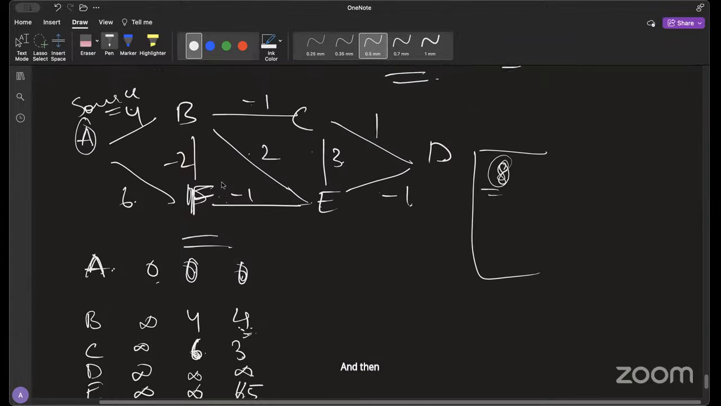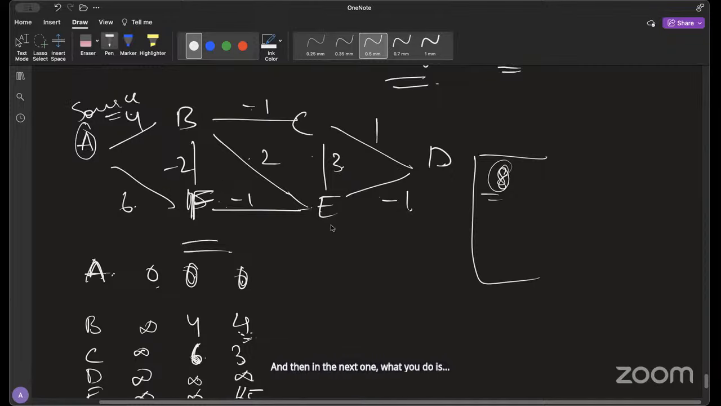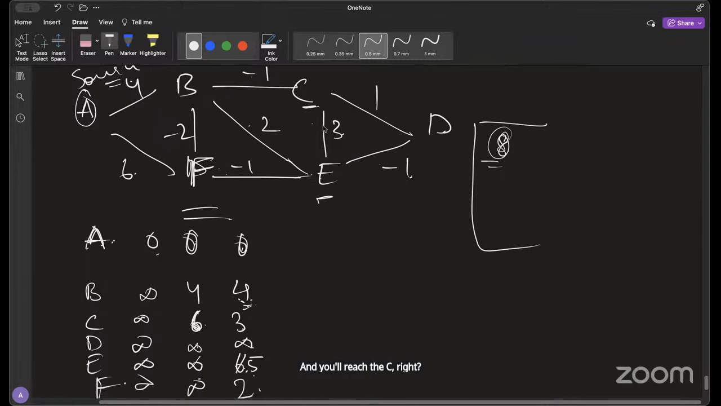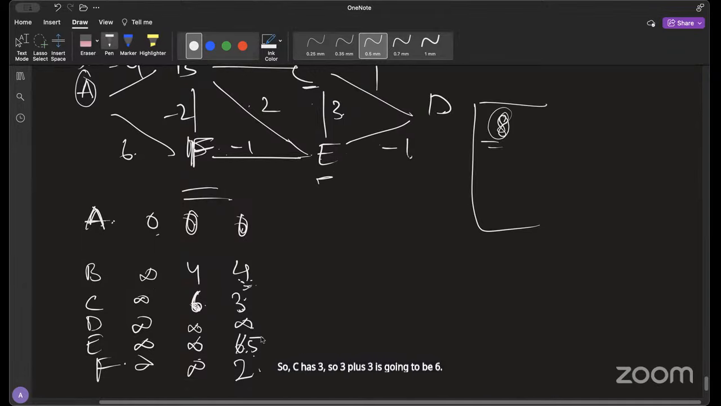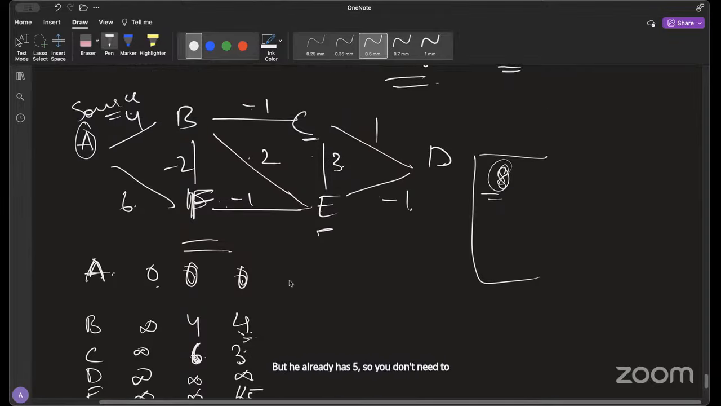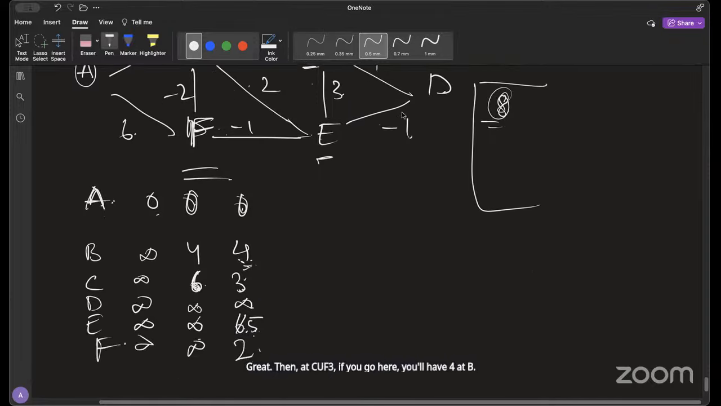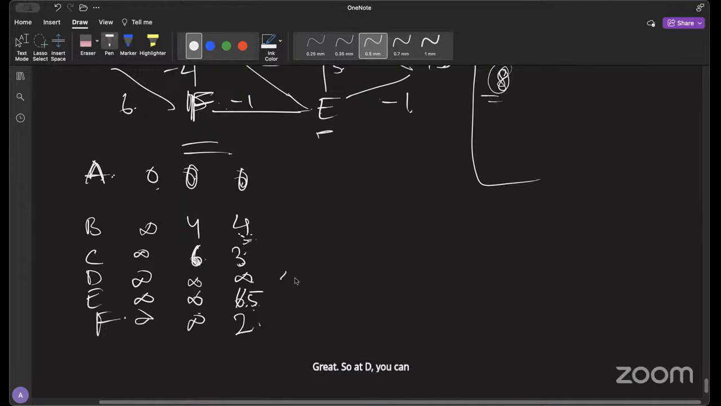And then in the next one, now you've reached E and you've reached C, right? So from here you continue. At C you have distance 3. If you go from C, you visit every vertex that can be visited from C. So 3 plus 3 is going to be 6. But E already has 5, so you don't need to update it, right? Then at C you have 3. If you go here, you'll have 4 at D, right? So at D you can update infinity as 4.